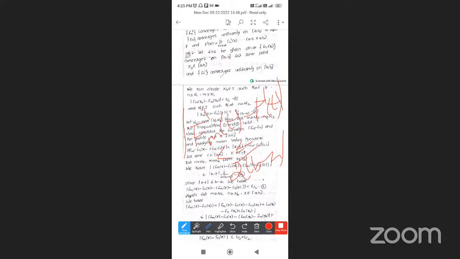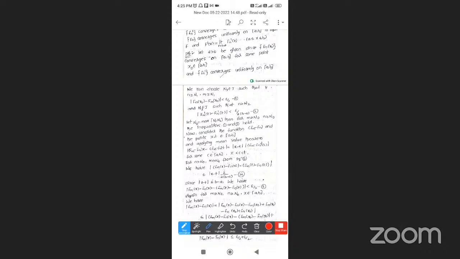Then for m greater than or equal to n naught, n greater than or equal to n naught, the equations 1 and 3 hold. We can do this. Consider the function fm minus fn at the points x comma t belonging to the closed interval a comma b, and apply the mean value theorem: fm minus fn of x minus fm minus fn of t equals mod of x minus t into fm minus fn dash of c.